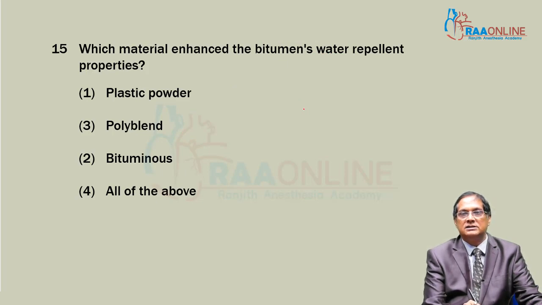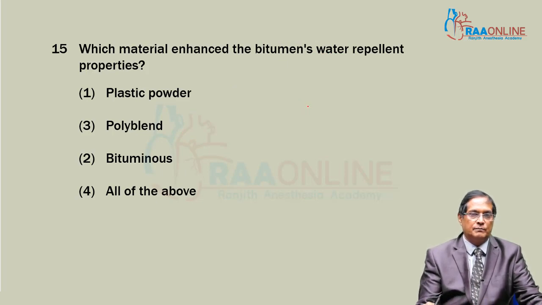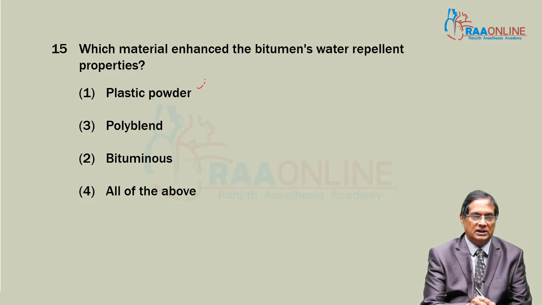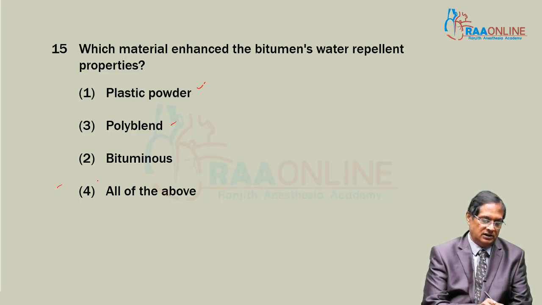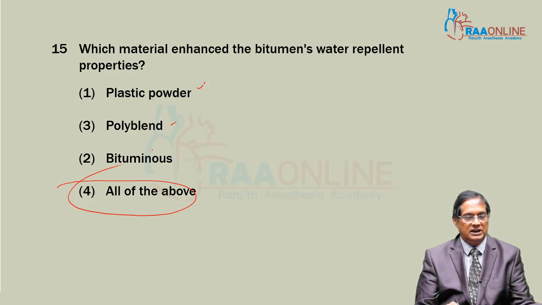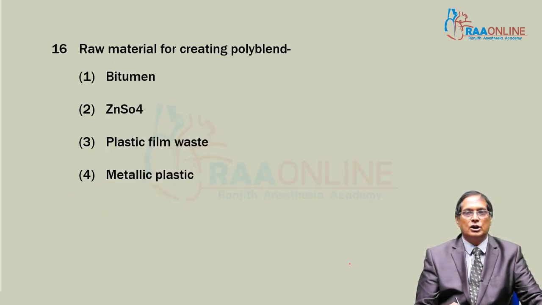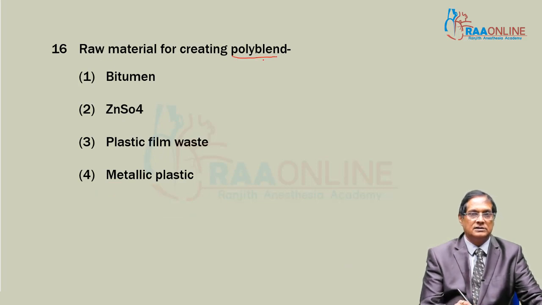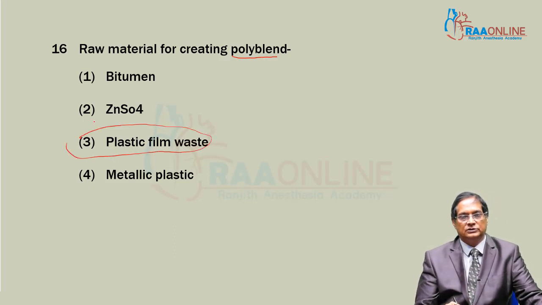The material that enhances the bitumen, that is plastic powder or polyblend, makes the bitumen water repellent. Plastic powder is best, and polyblend is also there. So I think the answer is all of the above. The raw material for creating polyblend is plastic waste. Plastic film waste is good for this.